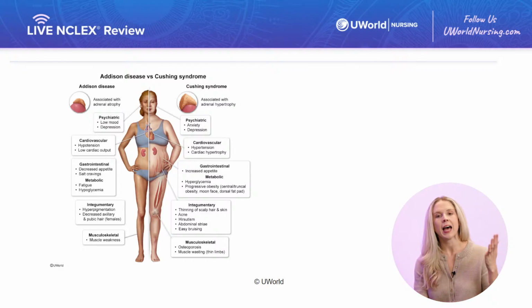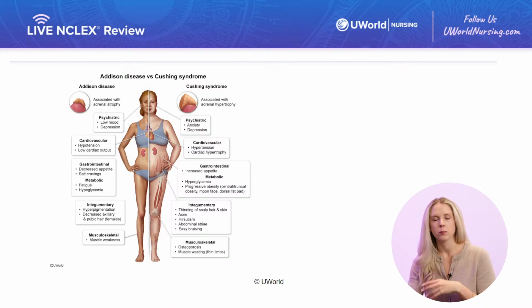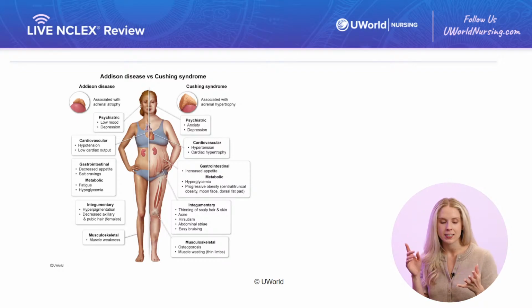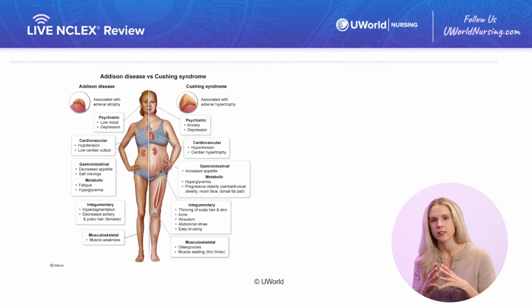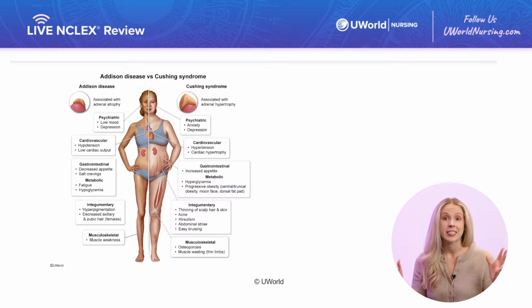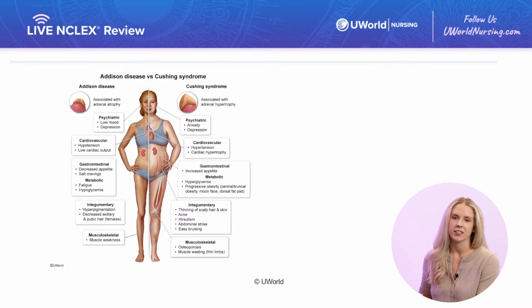So when it comes to Addison disease and Cushing syndrome, the only real similarity is that it has to deal with the cortisol balance in the body, the adrenal cortex, that pituitary gland, all that good stuff in the endocrine system. But the majority of the way you're going to differentiate these two, of course, is in the differences. So remember, we talked about it being yin and yang. These are kind of inverse syndromes of one another.